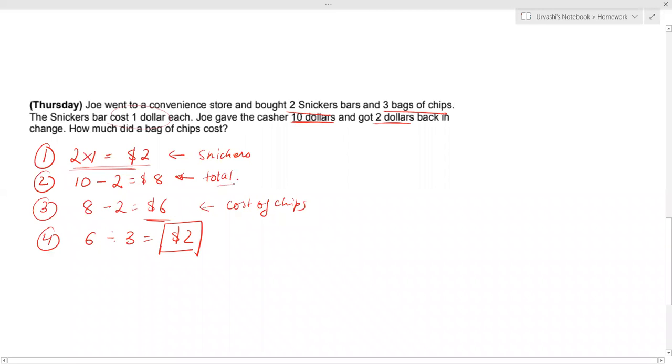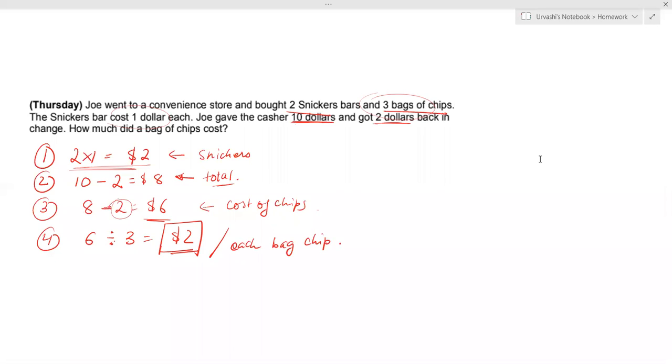So from this total, let's try to find out how much his chips cost. And we can find out each individual bag. So $8 was the total, and this is the cost of the Snickers. Subtracted, we get $6. These are the cost of the chips. He bought 3 bags of chips. So 6 divided by 3 gives me $2 per bag of chips. Any questions, guys? Everybody good?